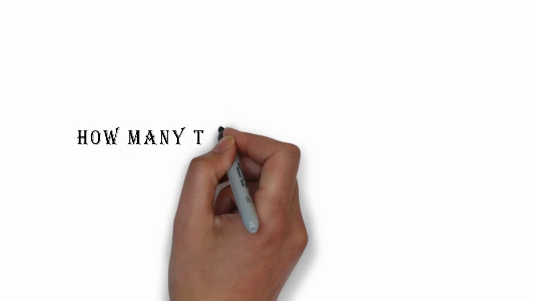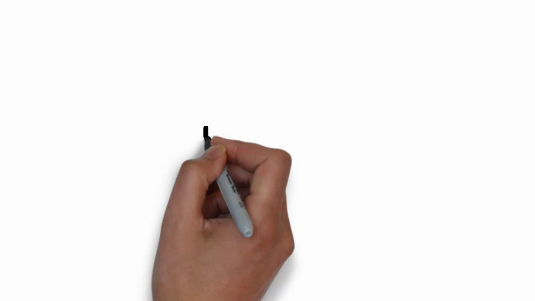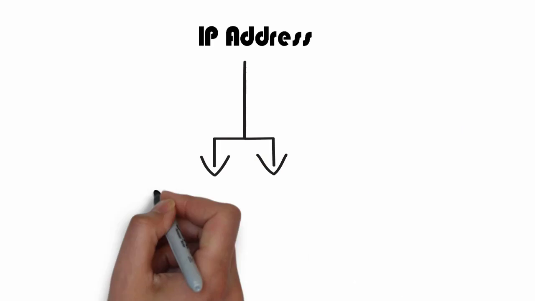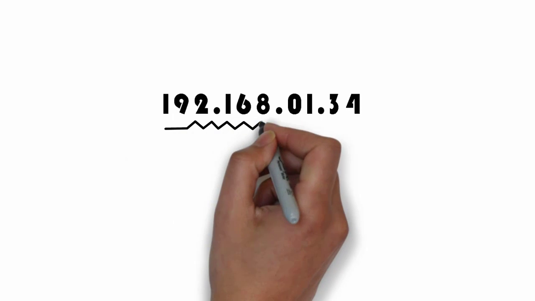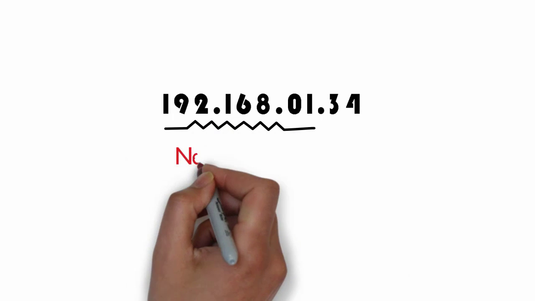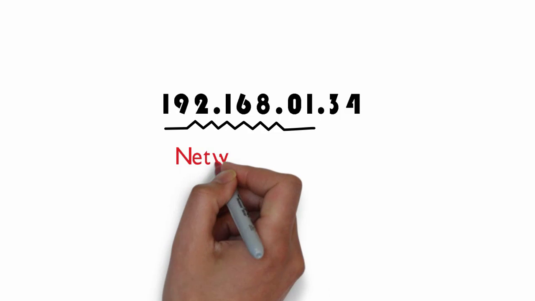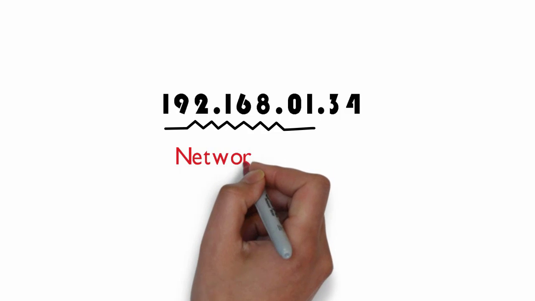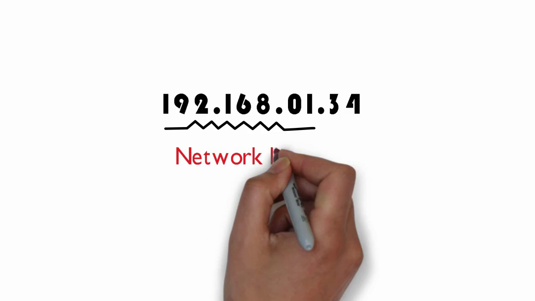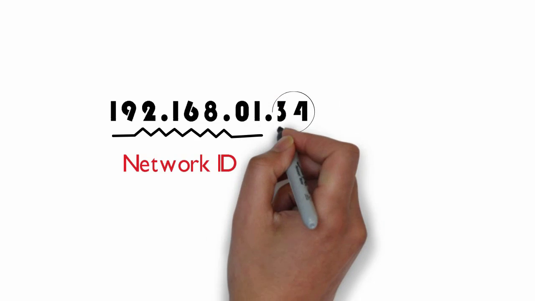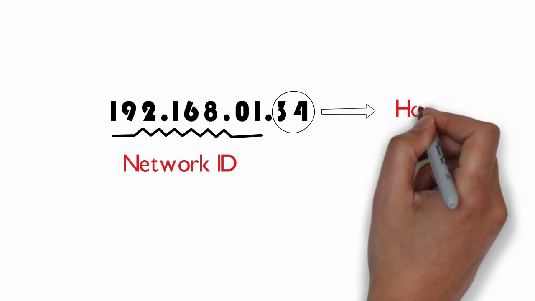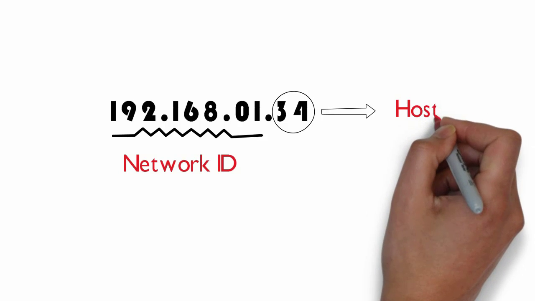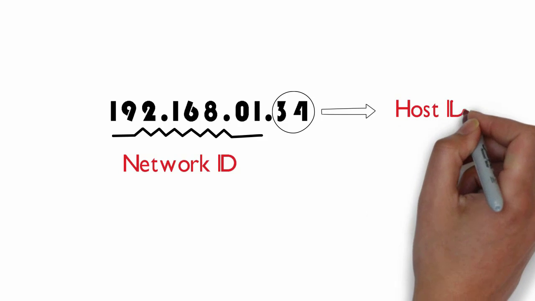Okay, let's know about the parts of an IP address. There are two parts of an IP address. Number 1, network ID. Number 2, host ID. For example, we take an IP address. This part of the IP address is the network ID. The network ID is the part of the IP address starting from the left that identifies the specific network on which the device is located. And this part of the IP address is the host ID. The host ID is the part of the IP address not taken by the network ID. It identifies a specific device on that network.